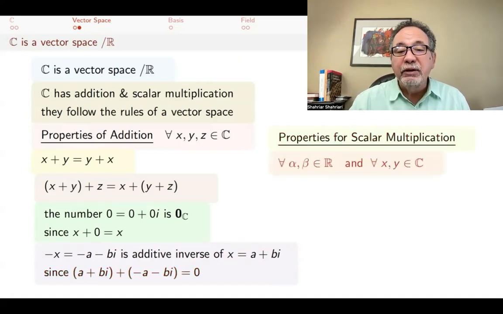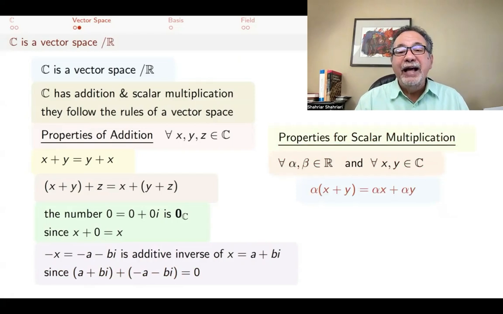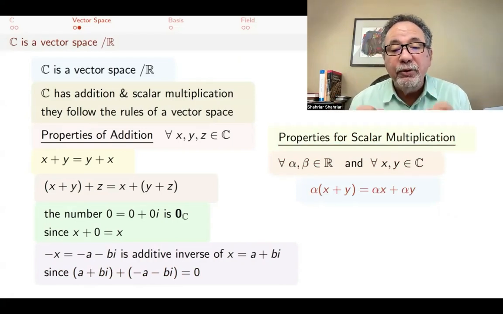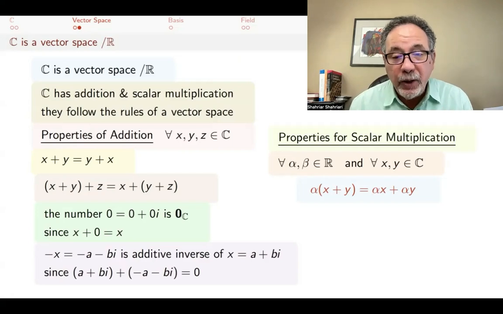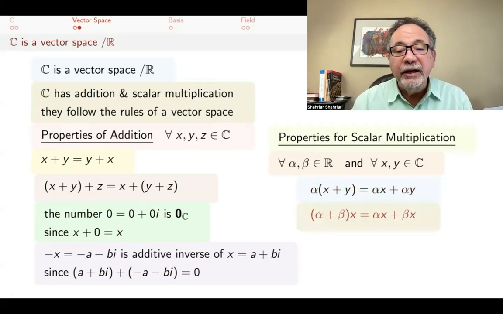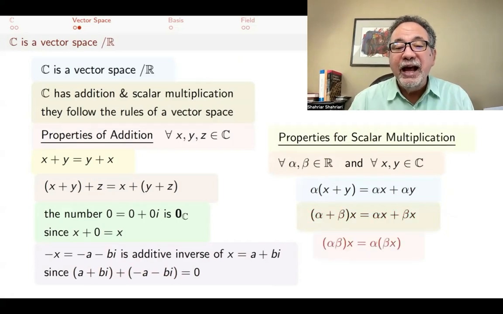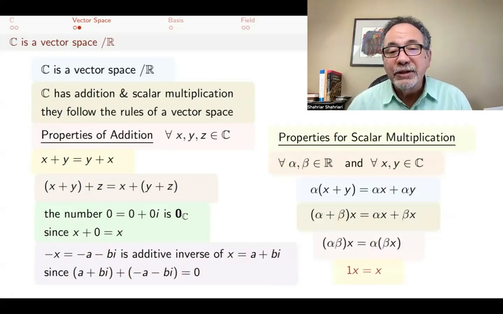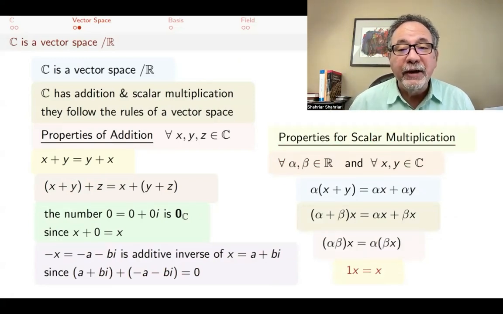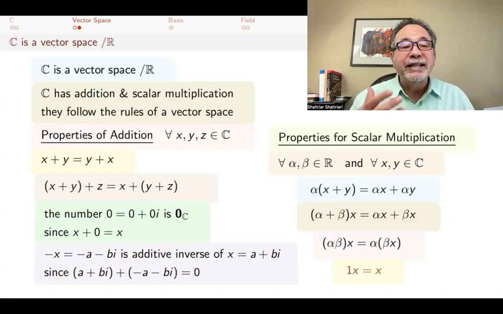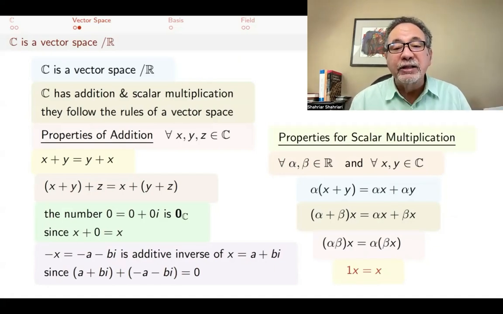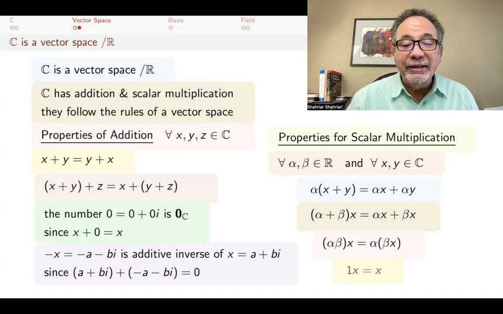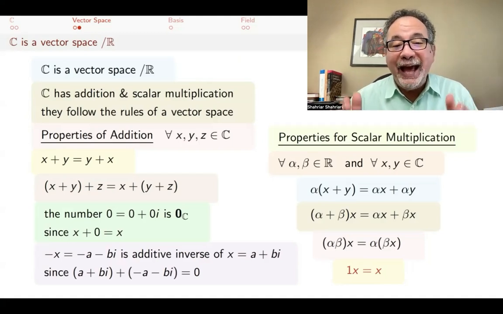And there are properties of scalar multiplication. If you take any scalar alpha and multiply it by the sum of two complex numbers, you can distribute that in: alpha times x plus y is alpha x plus alpha y. Alpha plus beta times x is alpha x plus beta x. Alpha beta times x is the same as alpha times beta x. And finally, the silliest of all, 1 times x is x. If you take the number 1 and multiply by a complex number, nothing happens. These are the properties that complex numbers share with other vector spaces, with Rn, with polynomials, with matrices, with functions. And that's what makes it a vector space: the fact that you can add and you can multiply by scalars, and they follow these rules.